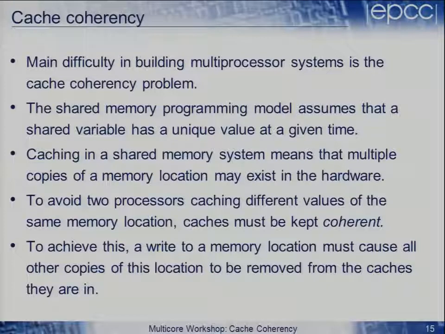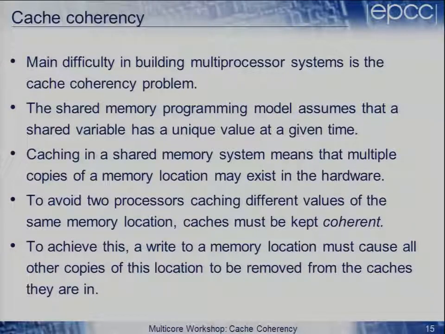Because when we program in the shared memory programming model, like if you're doing OpenMP or threads, we assume that shared variables have a unique value. Now in practice, they're replicated across different caches, but the programming model has to ensure that there's logically only a single value. So to avoid 2 processors caching different values of the same memory location, caches must be kept coherent. So they're coherent with each other. And the most important point is, if I update a value, it must cause all the other copies of this location to be removed from the caches.